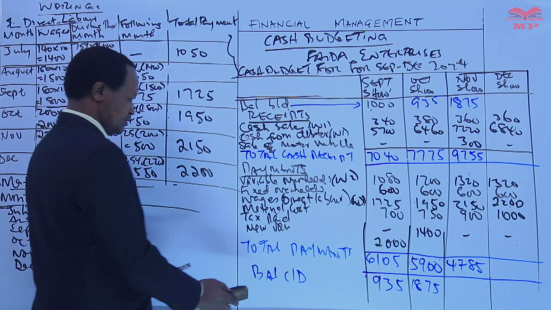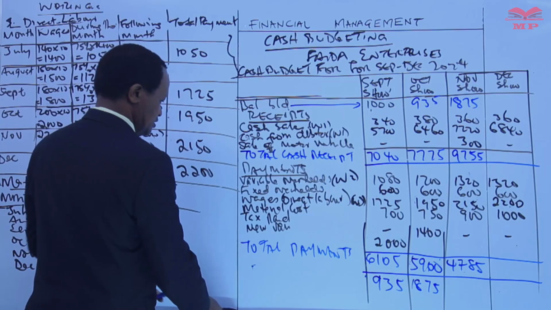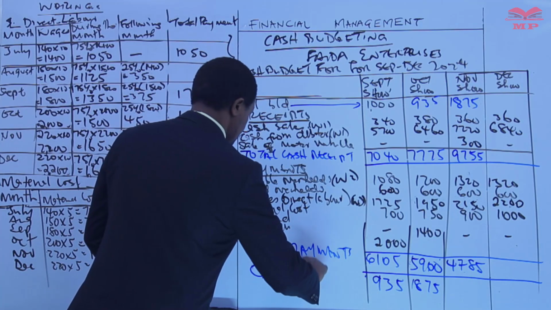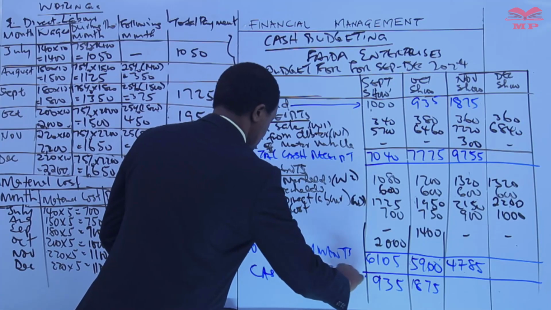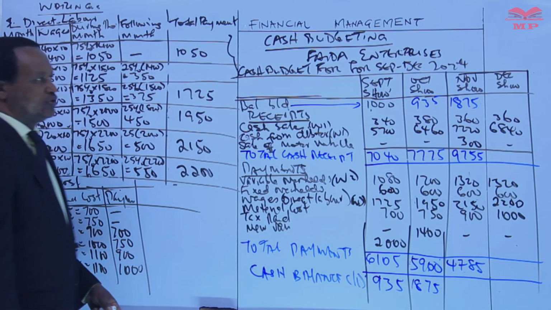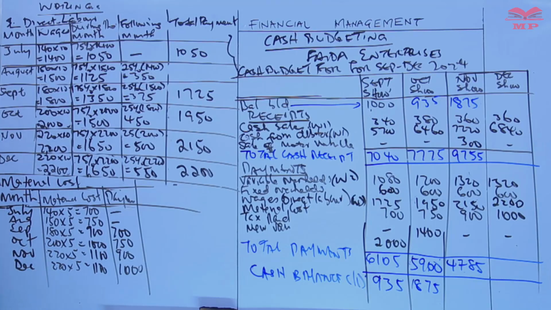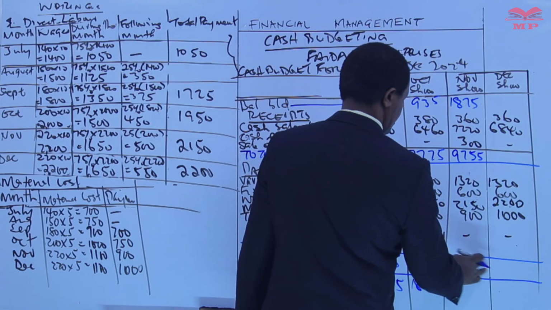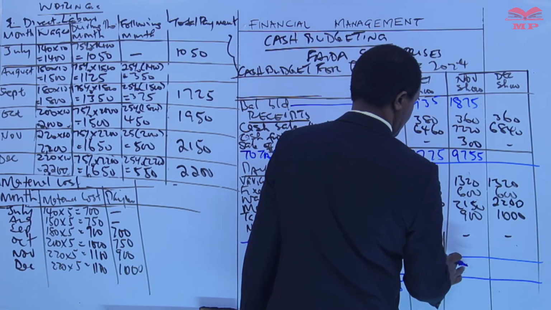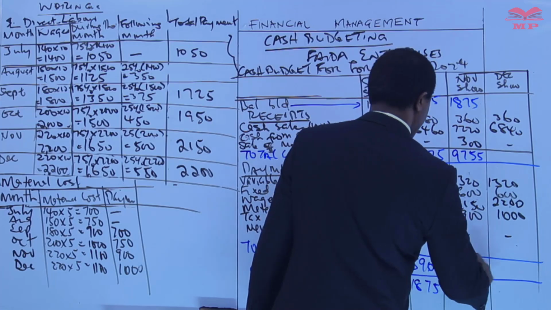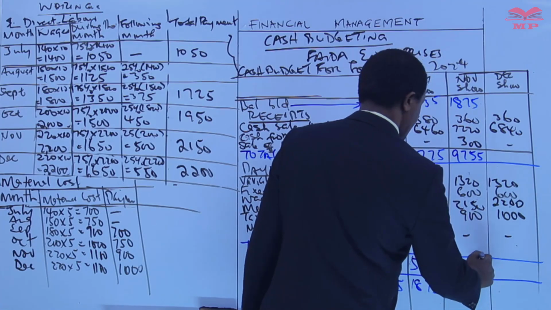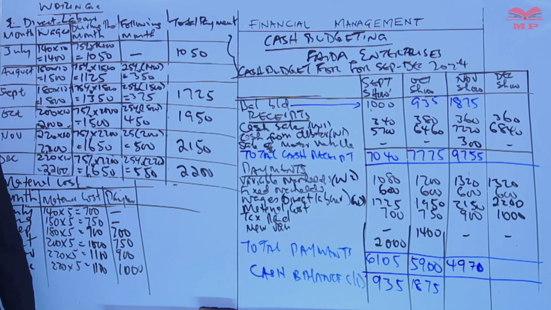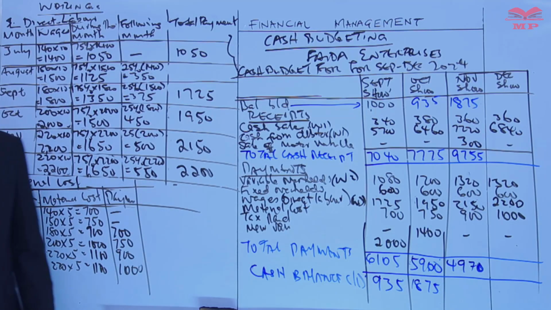Let me be specific. Cash balance. This is cash balance carried down. November, how much? Payments 49.70. This is now called PE. We call it sometimes PE. 49.70. Balance is 47.85.